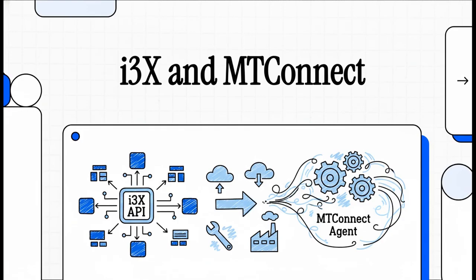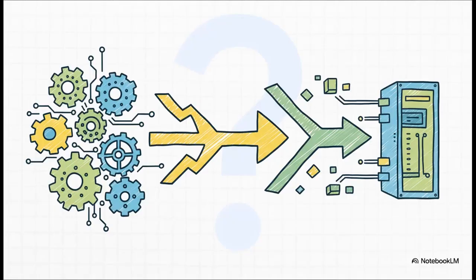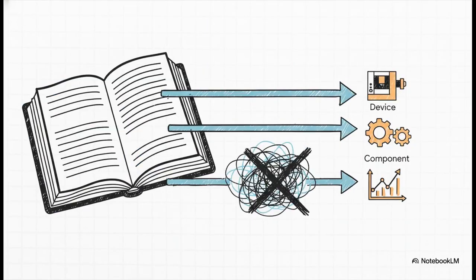Now, let's get practical. Let's see what happens when we hook it up to one of the most common data sources you'll find on any factory floor, an MTConnect agent. And that brings up the big question, right? How do you actually take the super detailed, structured world of an MTConnect device model and translate it one for one into the i3X address space? Well, the answer is something called the MTConnect i3X companion specification.